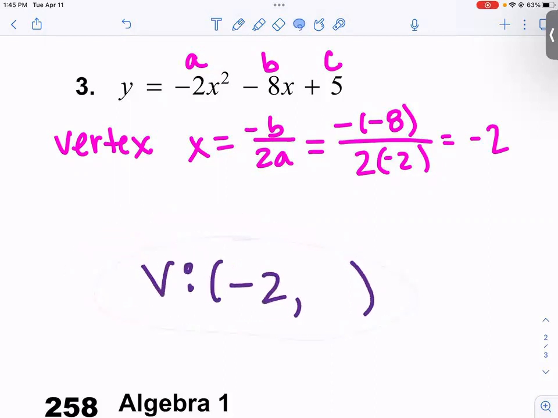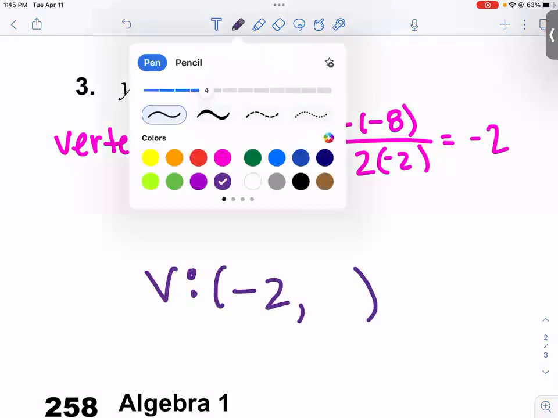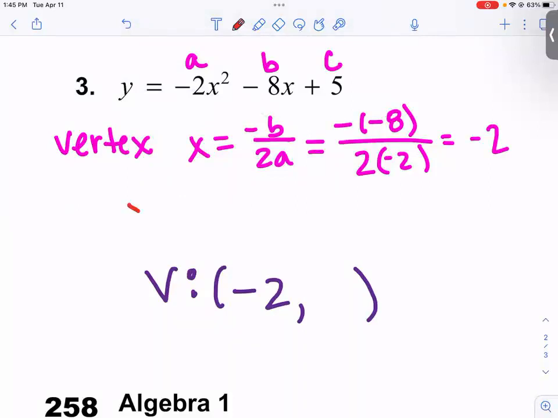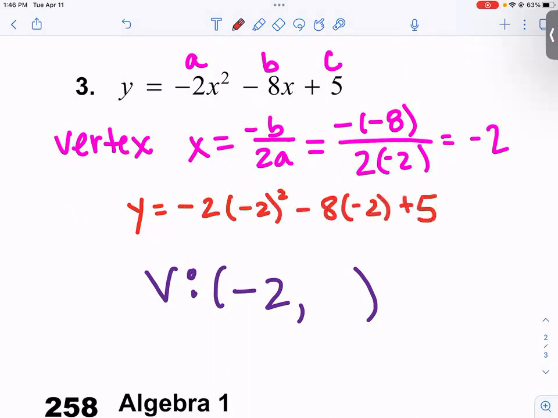How do we find the y? Okay. We need to plug the x in. So -2 times -2 squared minus 8 times -2 plus 5. All right, so what is -2 times 4 plus 10 plus 5? 13.